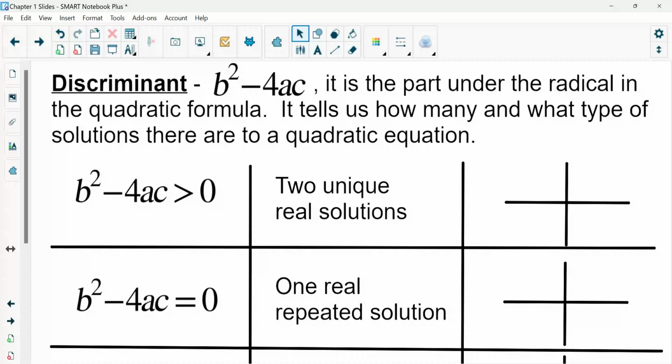All right, so if b squared minus 4ac is greater than 0, that means we'd have plus and minus a real number. So that would give us two real solutions. And so what would happen is, remember, a quadratic makes a parabola. Our parabola would look something like this, and we would have two places where it's crossing the x-axis, which is what's giving us the two real solutions. And they're unique, meaning they're different.